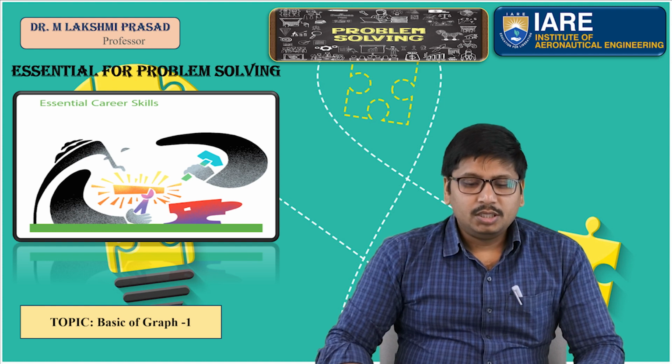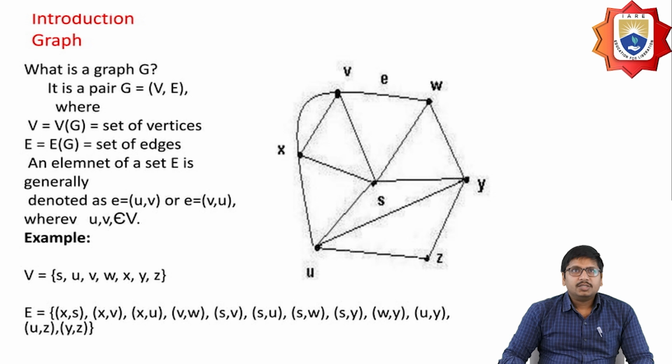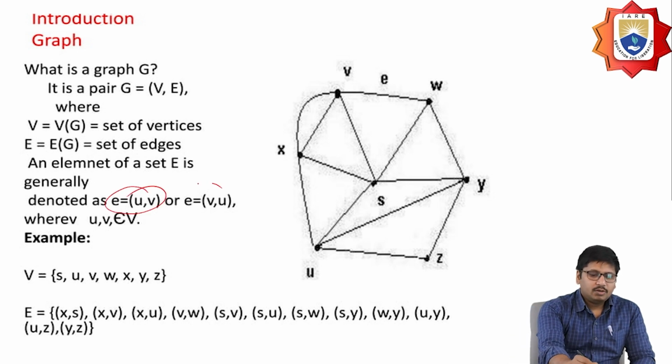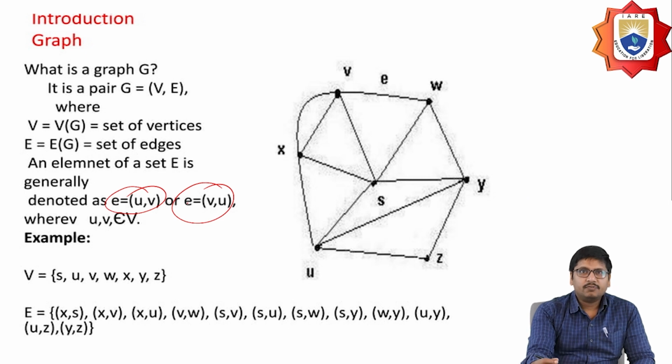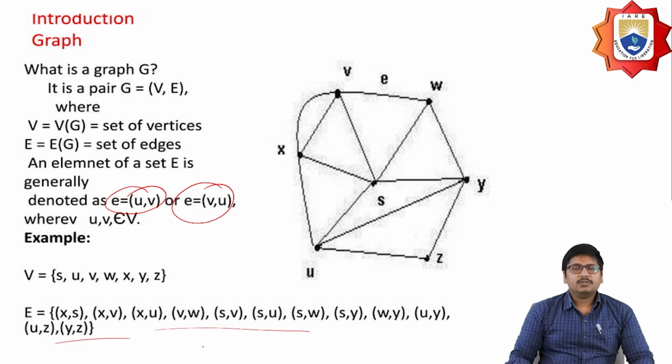In this video, I'm going to discuss the basics of graphs. So when it comes to the basic introduction, what is a graph? A graph is nothing but a pair of vertices and edges, where V is a set of vertices and E is a set of edges. An element of the set E is generally denoted as an edge, E equal to (U, V) or (V, U), in the case of a directed graph, or in the case of an undirected graph. Here V is the set of vertices in the graph, and E is the set of edges of the graph.